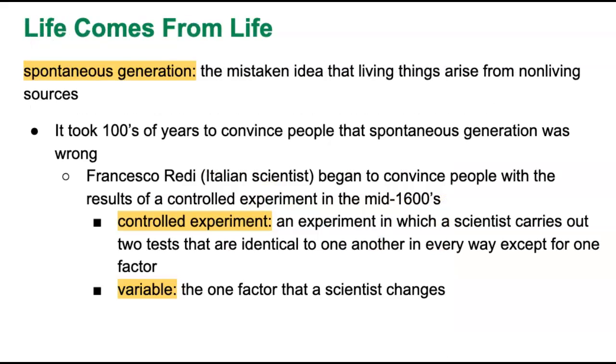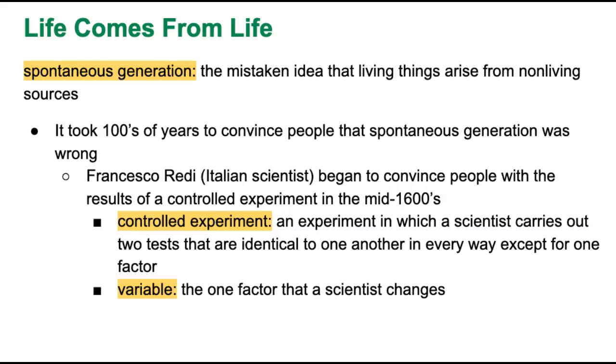For a long time, scientists had a lot of misconceptions, a lot of inaccurate thoughts about life. One of the biggest ones was this idea of spontaneous generation. It's just a fancy way to say that scientists for the longest time thought that living things, instead of coming from other living things, came from non-living sources, sort of like magic, like poof, and here's this living thing. It took hundreds of years to convince people that this idea of spontaneous generation, living things coming from non-living things, is very, very wrong.